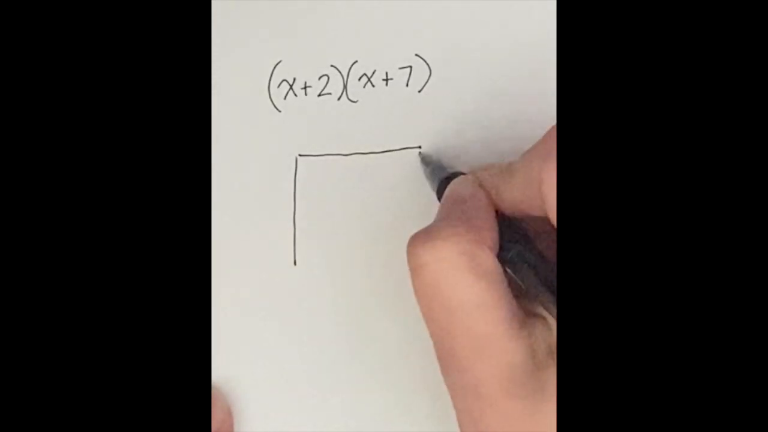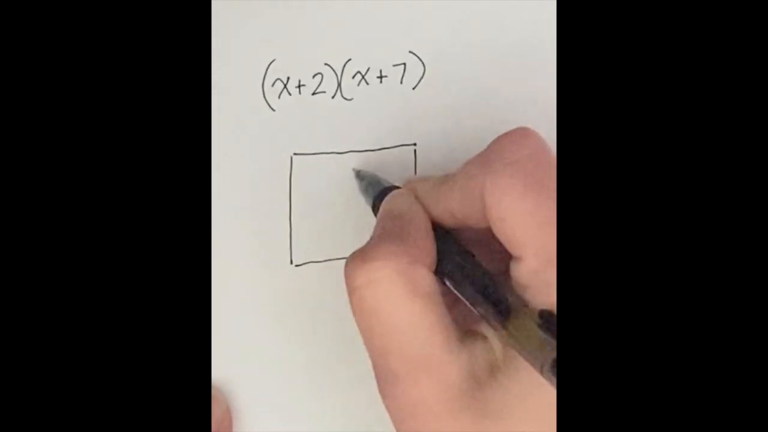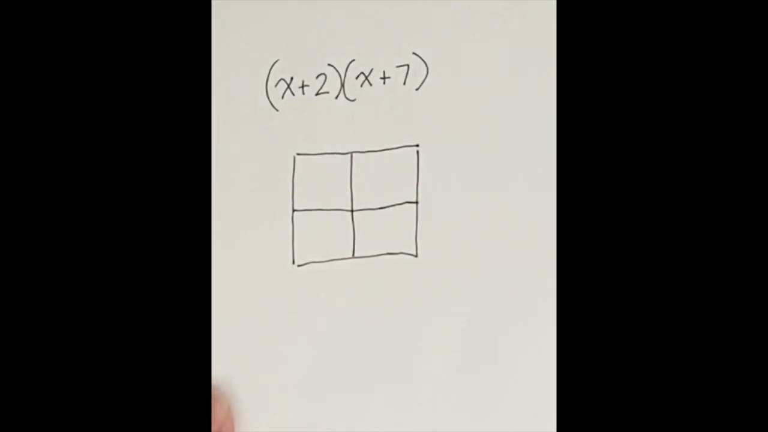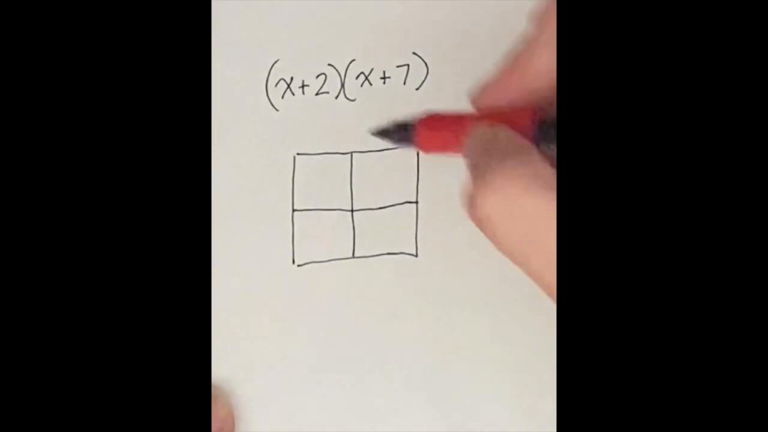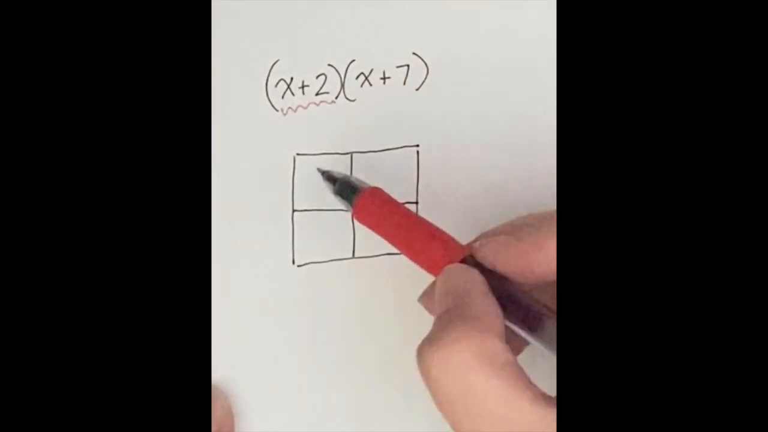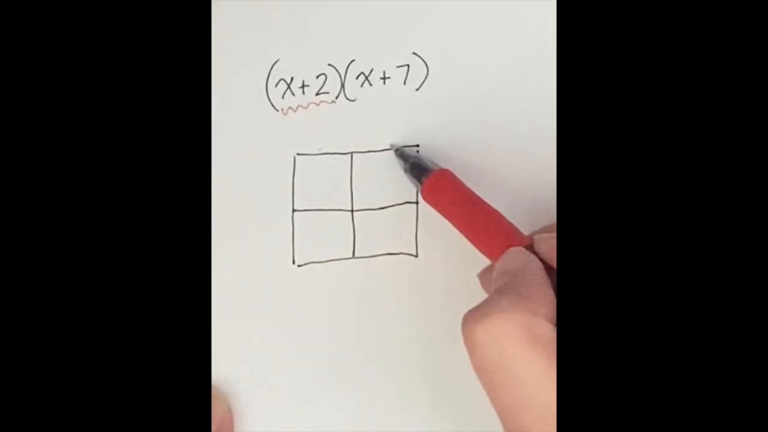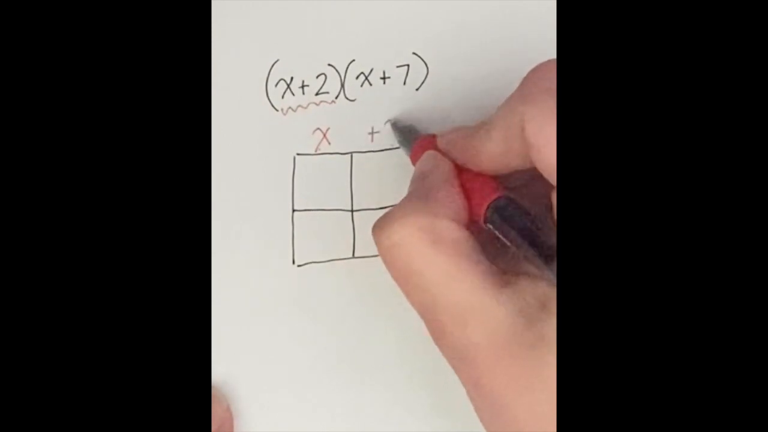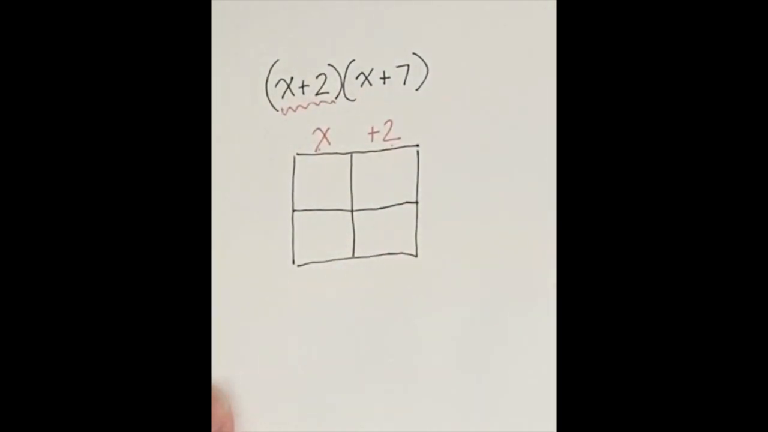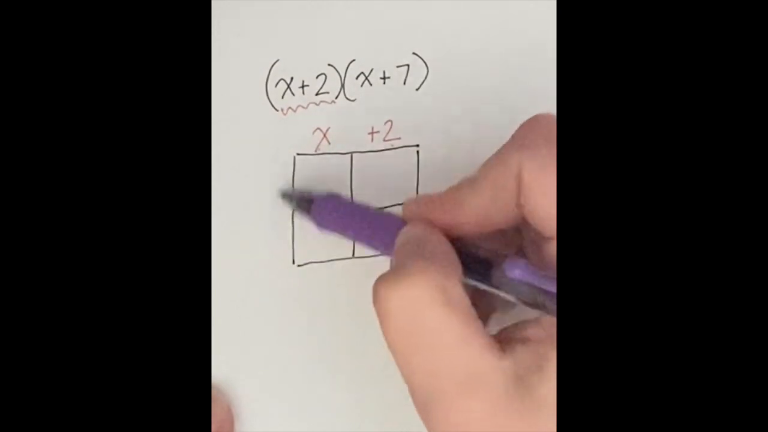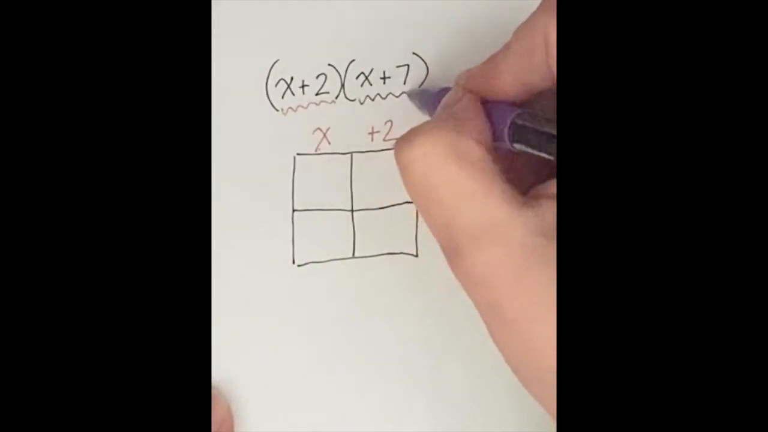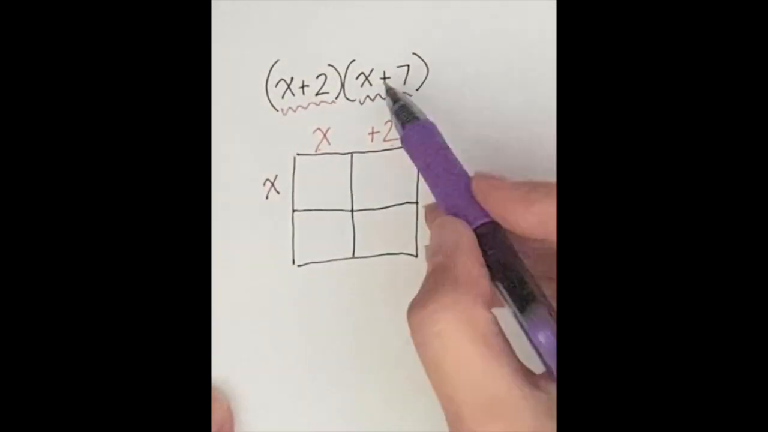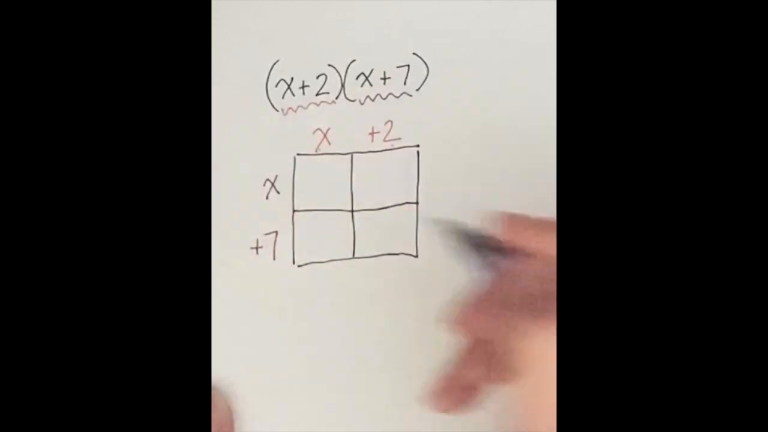So I'm going to make myself a little window like this with the panes of my glass just like so. Along the top, I am going to put my two terms. One term here and the other term here. So I've got an x for my first, and then I've got a positive 2 for my second. Down the vertical way, I'm going to put my second term. I've got an x right there, and then a positive 7 right here.